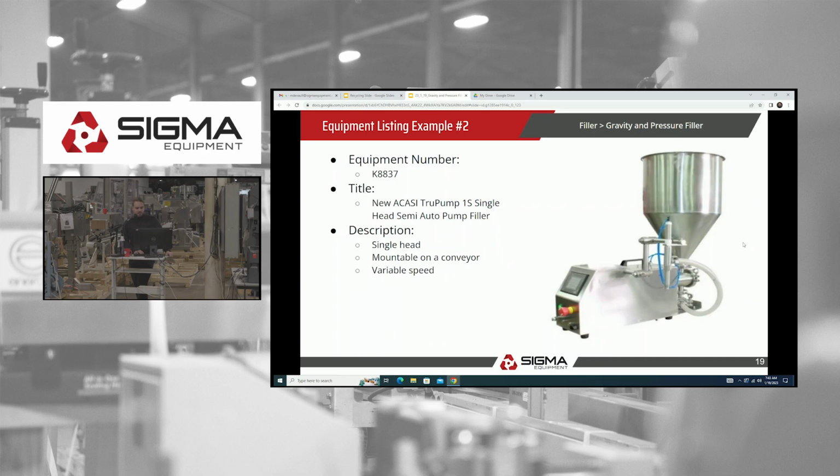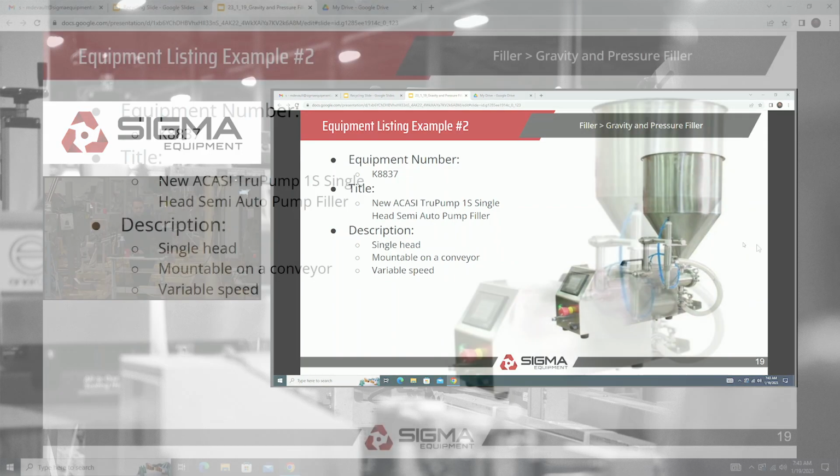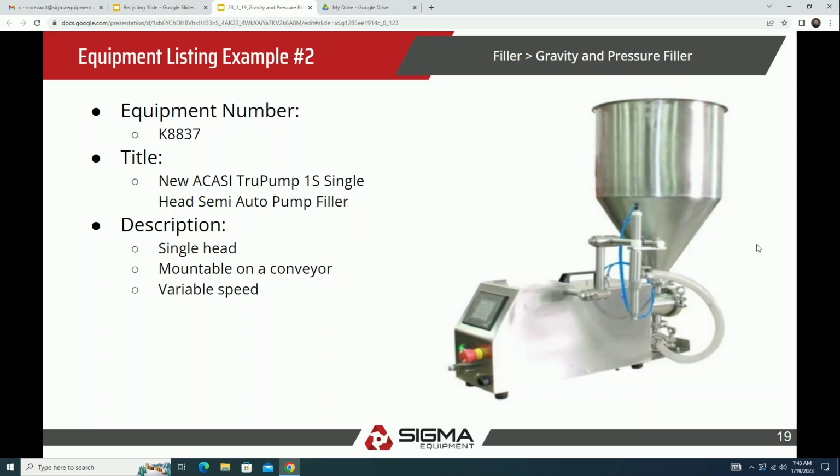Then this is a different version. I wanted to show this because I think we talk a lot about the high level versions of equipment, but what a mom and pop might be looking at. This is going to be an Akashi TruPump 1S. This is just a single head semi-auto pump filler. So this is very basic.